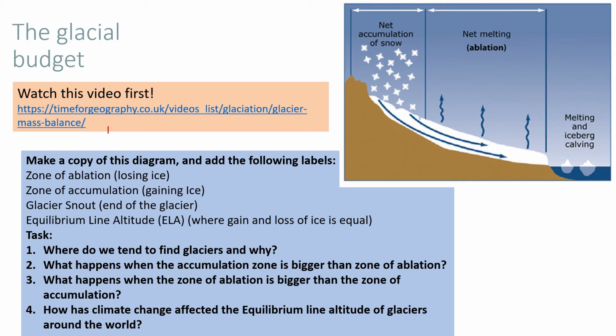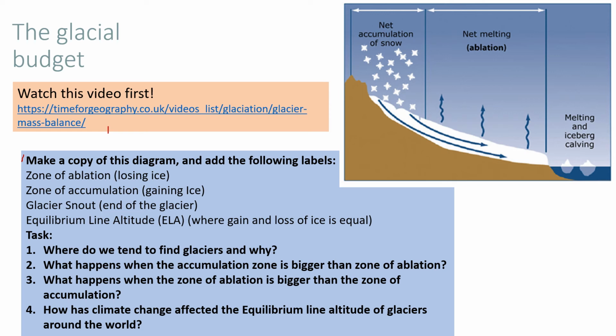So first of all, I want you to make a copy of the diagram to the right and label it with zone of ablation, where it's losing ice lower down the glacier, zone of accumulation, where it's gaining ice, the glacial snout is the end of the glacier, and equilibrium line altitude, where the gain and loss of ice is equal. Then I want you to go on to these secondary questions.